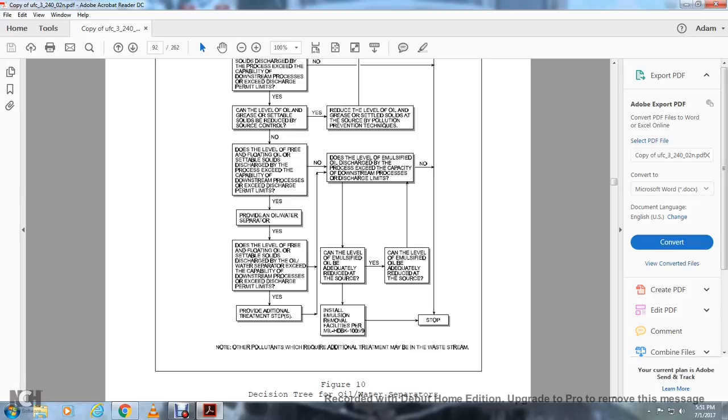Alright, I skipped this by accident. Does the level of emulsified oil discharged by the process exceed the capacity of the downstream processes or the discharge limits? Can the level of emulsified oil be adequately reduced at the source? Yes. If yes, then go back: does the level of emulsified oil discharged by the process exceed the downstream process discharge limits? If no, then stop.